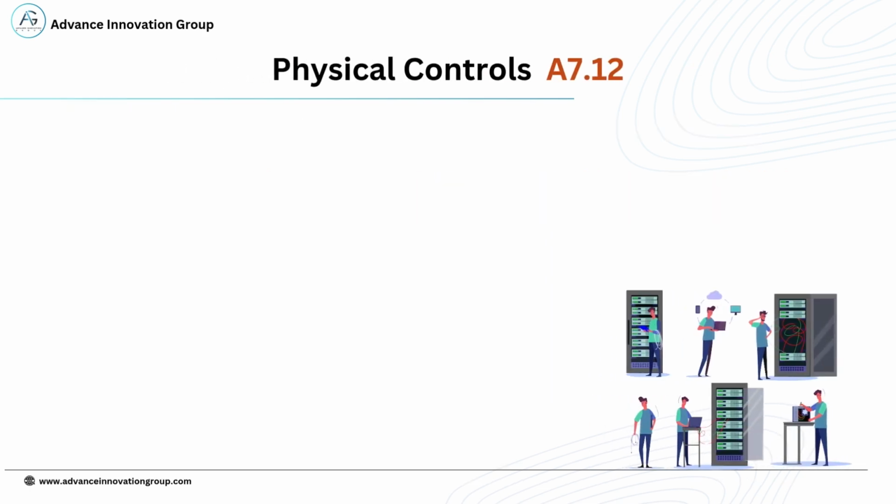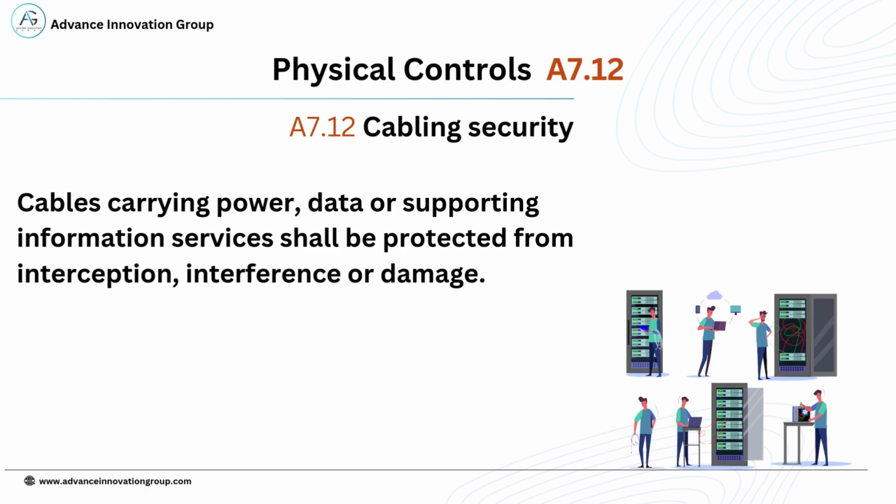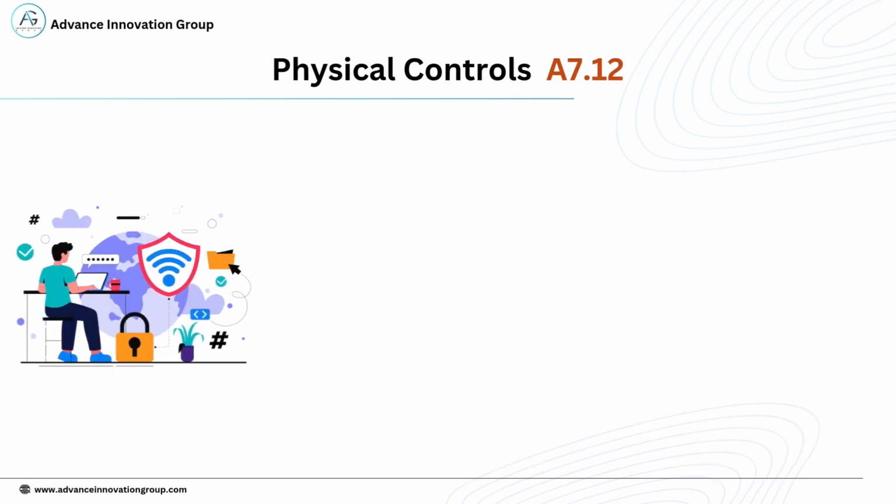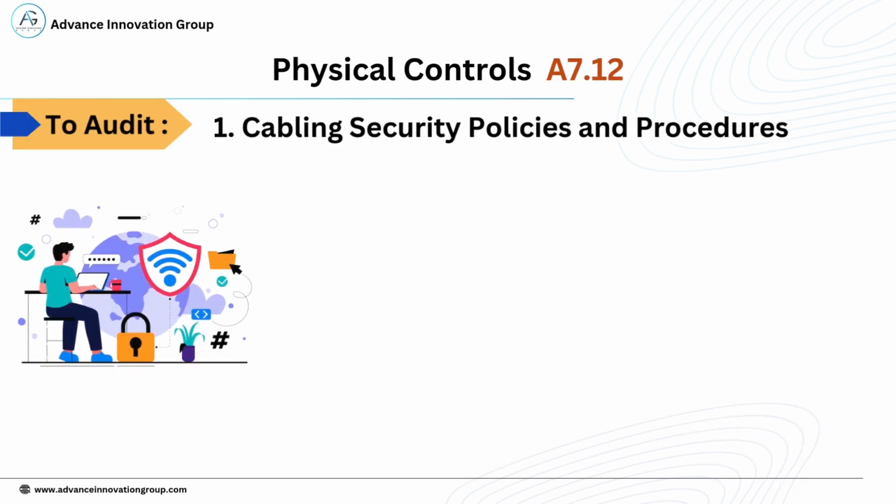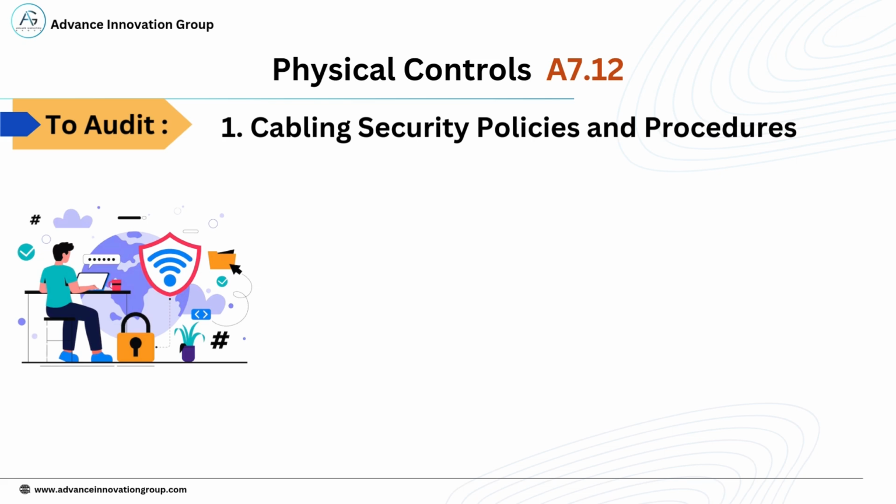Physical controls A 7.12, cabling security. Cables carrying power, data, or supporting information services shall be protected from interception, interference, or damage. Physical controls A 7.12 audit. 1. Cabling security policies and procedures.